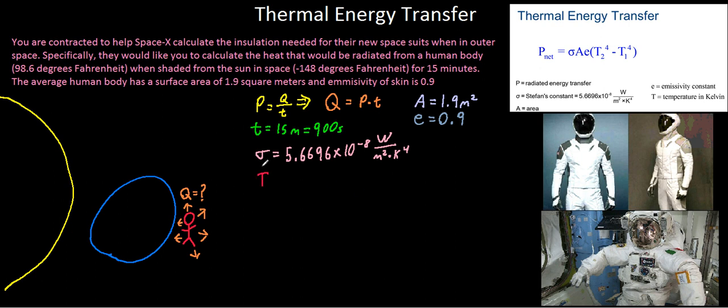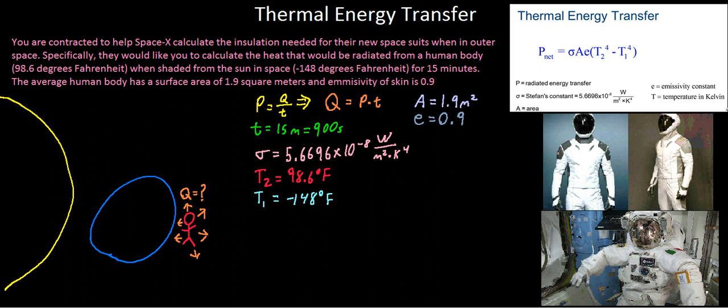And then the last two things we need are the two comparing temperatures. And so let's go ahead and say that the human's temperature is T2, and that is, what, 98.6 degrees Fahrenheit. And then let's say the temperature out in space is temperature 1, and that's, what, negative 148 degrees Fahrenheit.